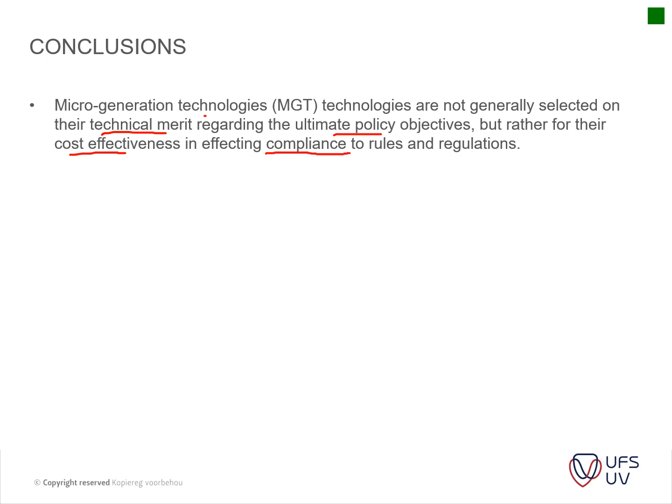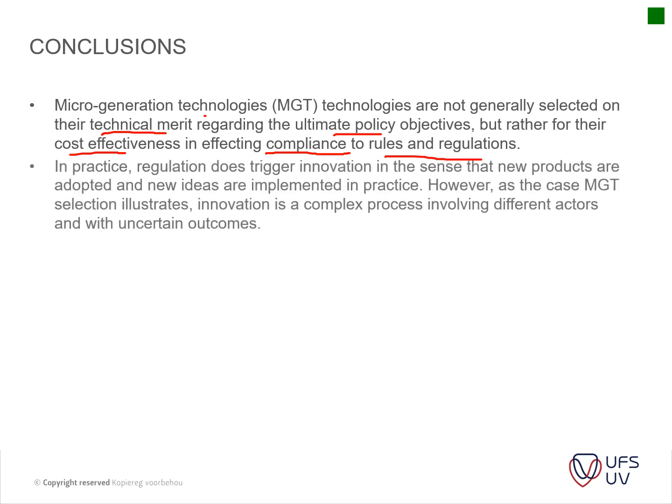The main thing is the guys specify them because it's a regulation, a tick box that they need to tick. Yes, we thought of alternative energy saving material, and not to add too much cost to the building, they chose the cheapest one that could be adapted, instead of looking at the main goal of energy efficient supply of energy. Then in practice, regulations do trigger innovation in the sense that new products are adopted and new ideas are implemented in practice. However, the case of the micro-generation technology selected illustrates that innovation is a complex process involving different actors with certain outcomes.